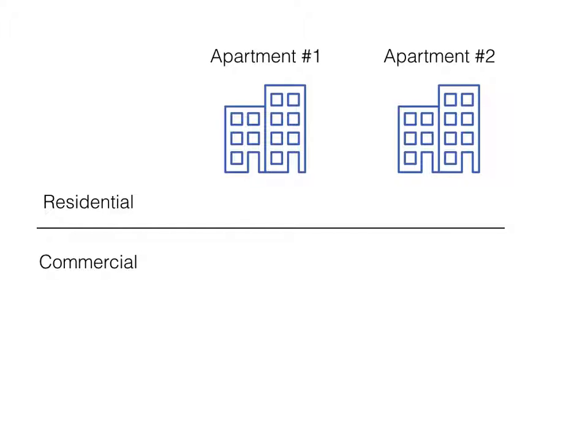One of the big differences between residential and commercial properties is how they're valued, and it's extremely important that you understand this. With a residential property, say we have apartment 1 and apartment 2. They're on the same street, same size, same number of units. Everything's the same. So if apartment number 1 recently sold for $650,000, the property next door will most likely sell for $650,000. It's called the market comparables method for valuation.